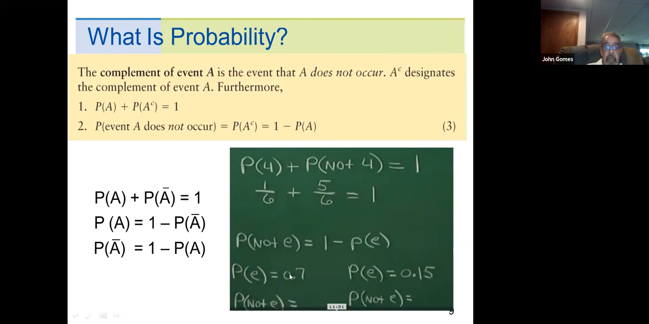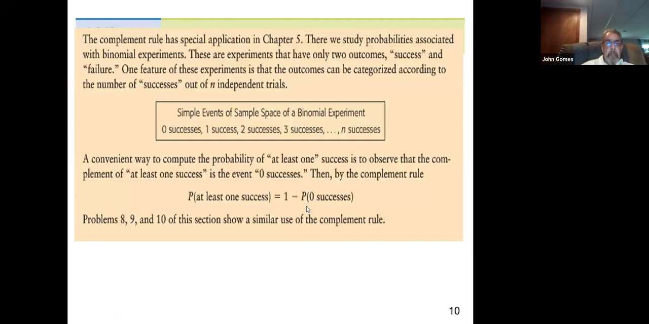If the probability of something happening is 0.7, the probability of it not happening is 1 minus 0.7, which is 0.3. Here again, the probability of something happening is 0.15. The probability of not E is 1 minus 0.15, which would be 0.85.